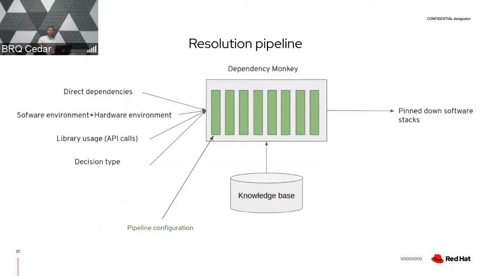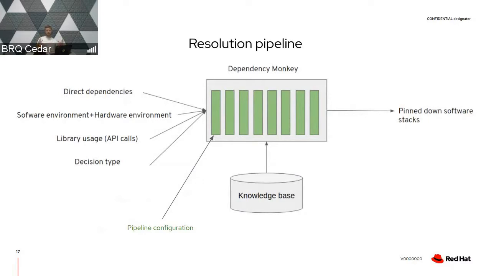Another input can be library usage, in other words, API calls to different libraries like TensorFlow. So if you are using convolutional neural network or convolutional layer, you can act differently in pipeline configuration or pipeline units. And then there is another parameter, that is decision type, that also parameterizes Dependency Monkey in some way. We will not go into details.